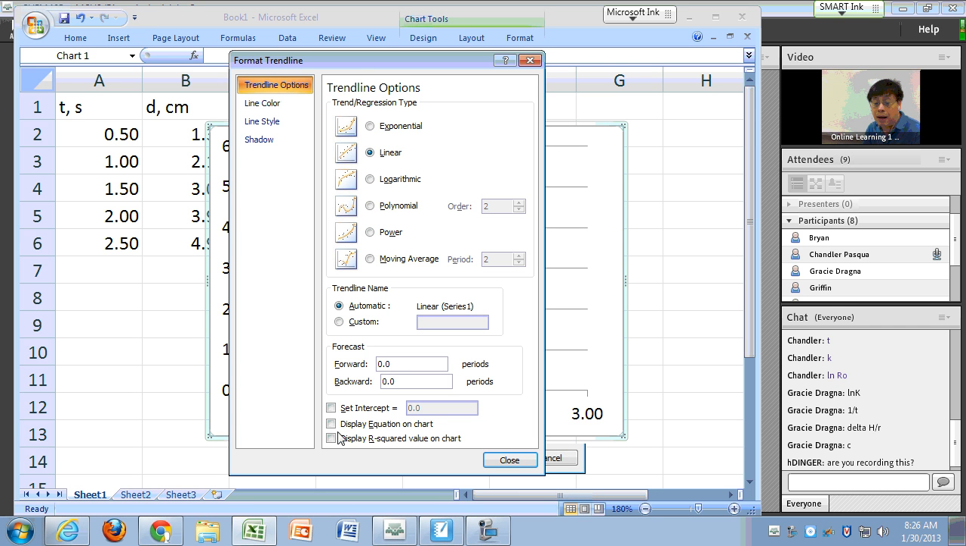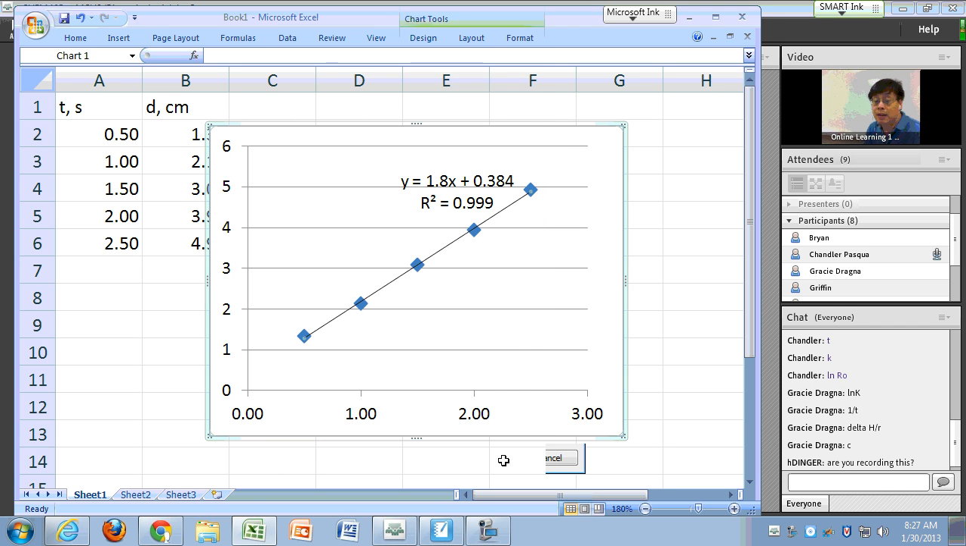And you can have it show the equation on the chart. Display the equation on the chart. And you can also display what's called R squared. The R squared tells you how good the line is, how good a linear fit is to your data. So if I click on that, there's my linear trend line. And right here, I have my equation of my line. Y equals 1.8 times x plus 0.384, which is what I showed you earlier.